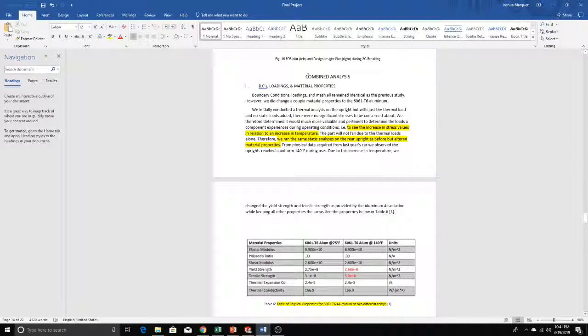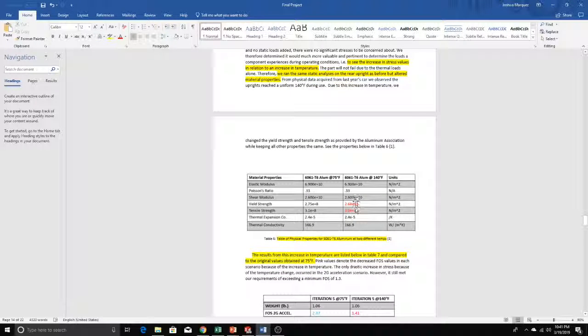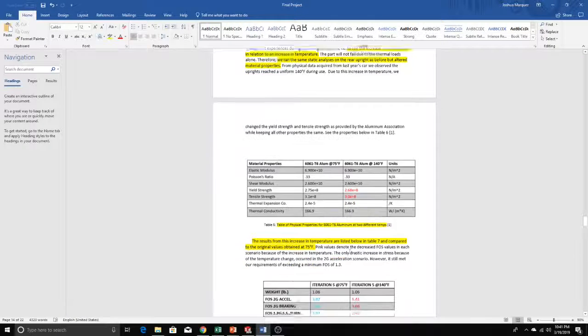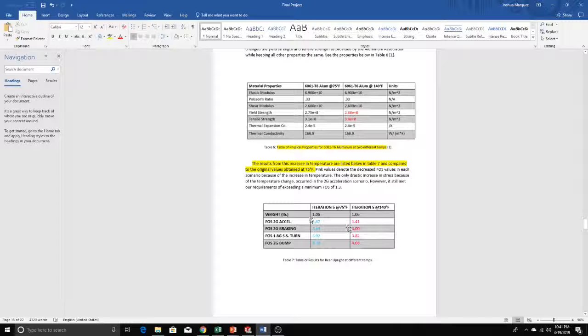We also performed a combined analysis, and what this entailed was basically that because during operating conditions our upright will see a uniform 140 degrees Fahrenheit, we accounted for this 65 degree temperature change by changing 2 material properties in 6061 T6 aluminum in SolidWorks, namely the yield strength and the tensile strength. And then here's a table of results to compare the values of factors of safety from our final design of our upright at 75 degrees Fahrenheit and at 140 degrees Fahrenheit. And here are the factor of safety values.